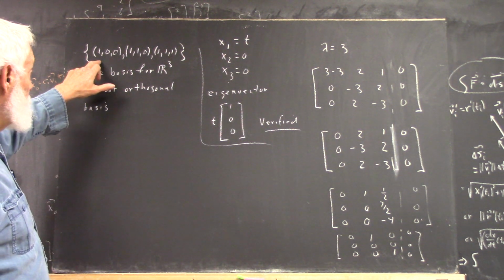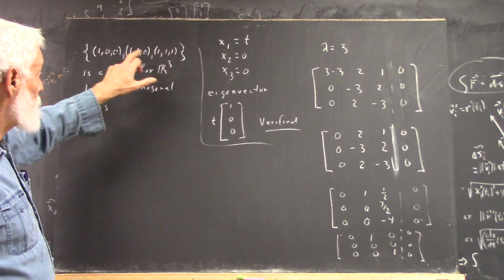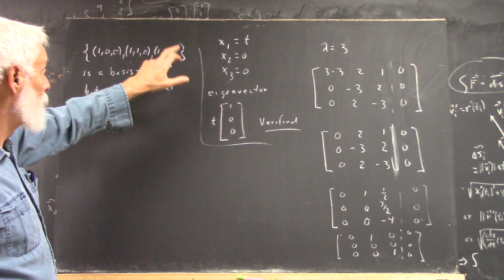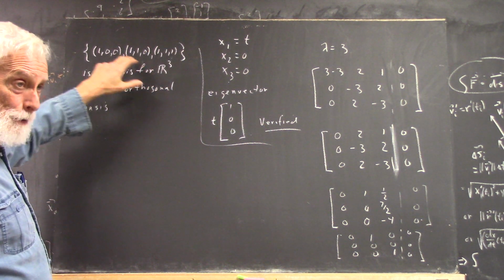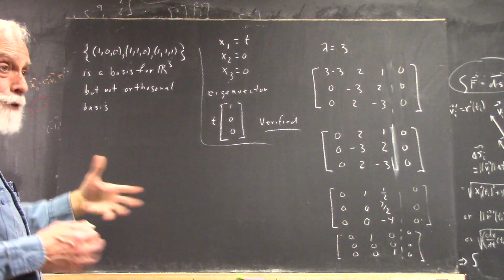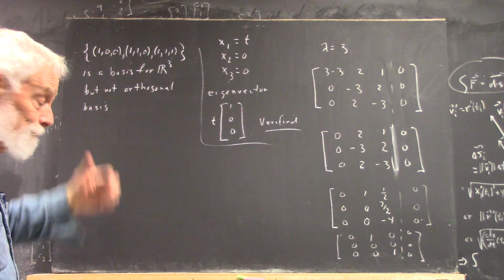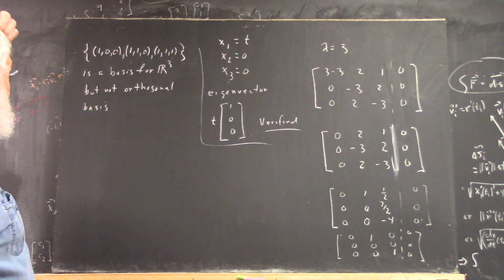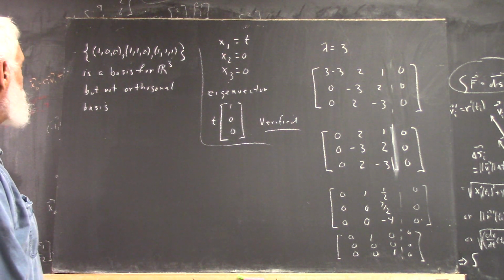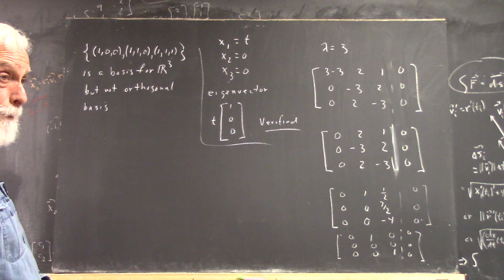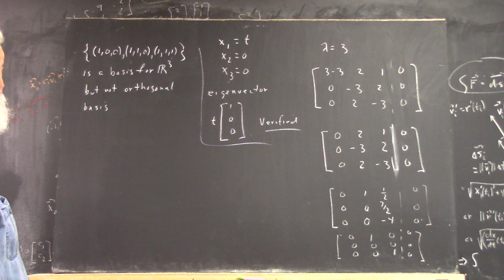So once I know the dot product of this with each of these, and the dot product of this with this, I know the dot product of this with each of these, and the dot product of this with this, right? So I know all 6 possible dot products. So it's a basis, but it's not orthogonal. So we want to make it orthogonal.